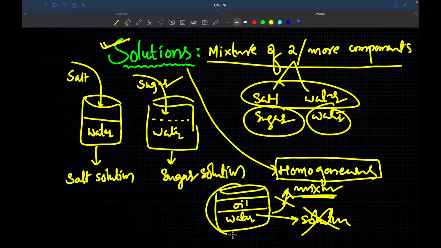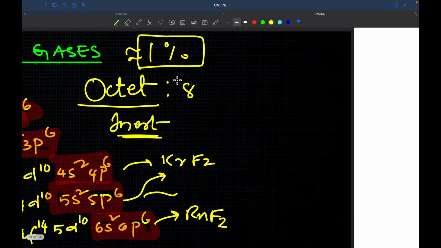Oil and water are both immiscible. They don't mix in each other, so they form two different layers. So it is not a mixture, you can't call it a mixture, right? That's why it is not a solution. So a solution is something of two components which should mix up with each other. Okay, so this is the general definition of solutions.